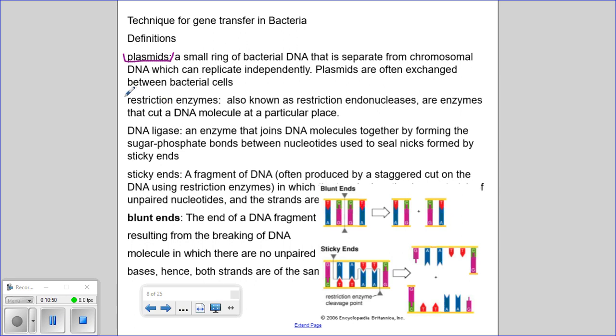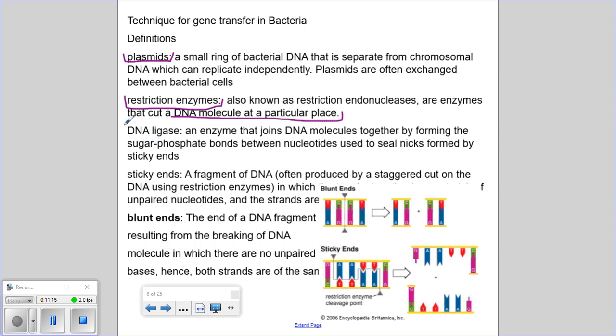To be able to insert that DNA into those plasmids, you need to use what are called restriction enzymes, which are also known as restriction endonucleases. These are enzymes that will cut a DNA molecule at a particular place. So these enzymes will basically cut that plasmid open and allow a gene to be inserted that way.